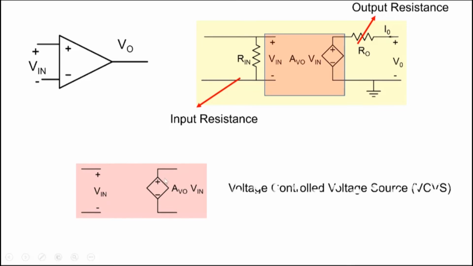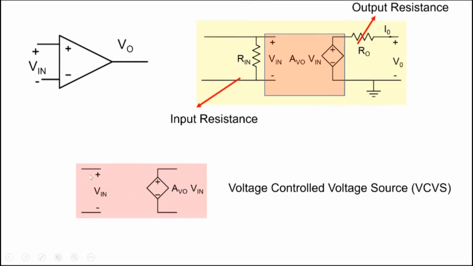And this new element is what we call a voltage controlled voltage source. It is a voltage source, but it doesn't have a fixed value. It's not like 2 volts or 3 volts or whatever. Its value depends on the voltage applied between these two pairs of terminals here. So as Vin changes, the value of this particular voltage changes. That's why we call it a voltage controlled voltage source.